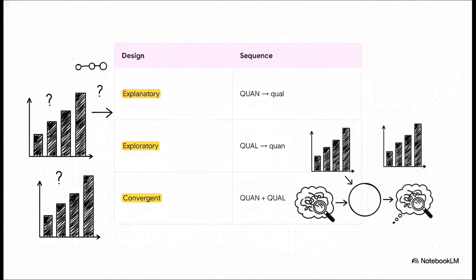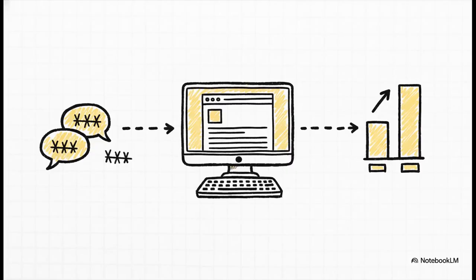With an explanatory sequential design, you start with the numbers, the quantitative data, and then you use qualitative methods to help explain those results. Exploratory is the opposite. You start with qualitative exploration to find themes, and then you use something like a quantitative survey to see how widespread those themes are. Or you can just do them both at the same time in what's called a convergent design. Let's look at a real example from a study on using blogs for peer feedback in writing classes.